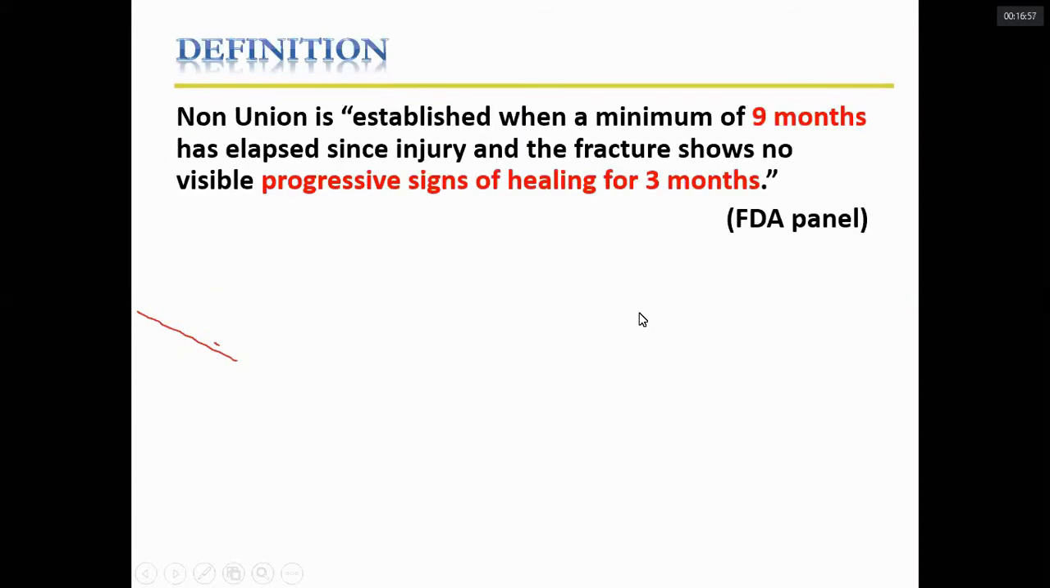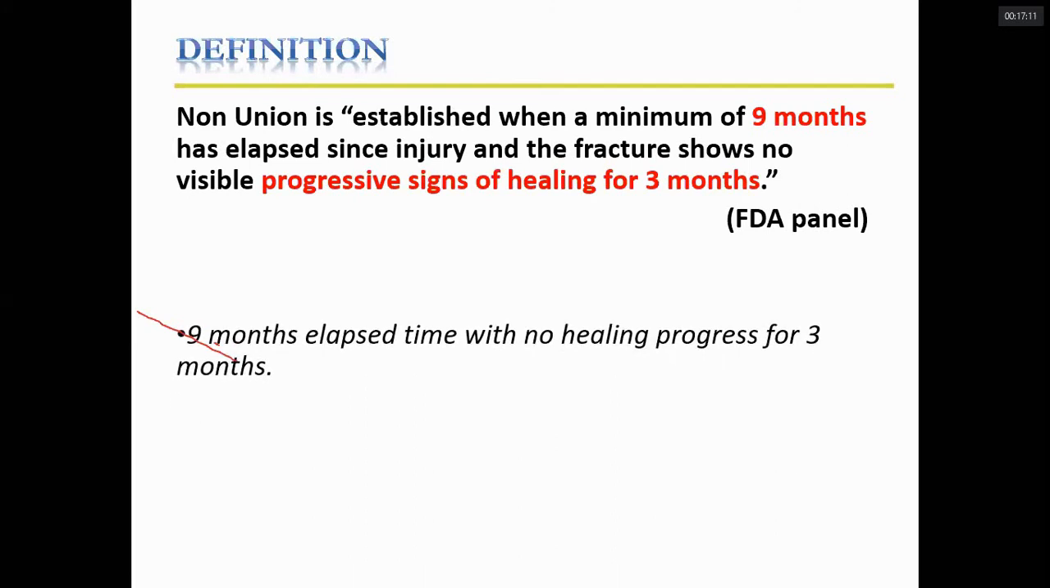Non-union is established when a minimum of 9 months has elapsed since the injury and the fracture shows no visible progressive signs of healing in 3 months. This was the definition given by the FDA panel. So remember, in this definition we have 2 subpoints. One is that a minimum of 9 months should elapse from the time of injury, and there should be no signs of union, no signs of healing, in the last 3 months.